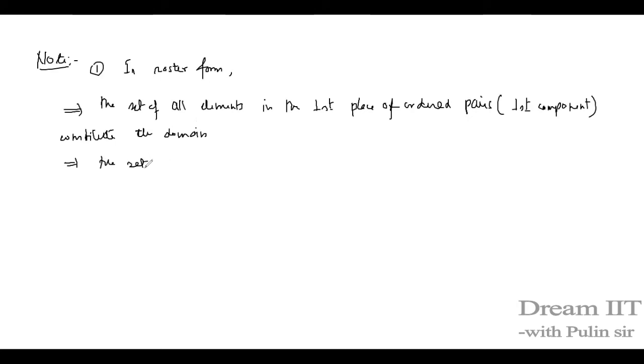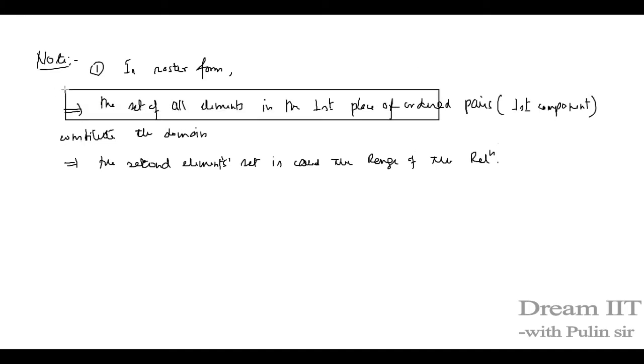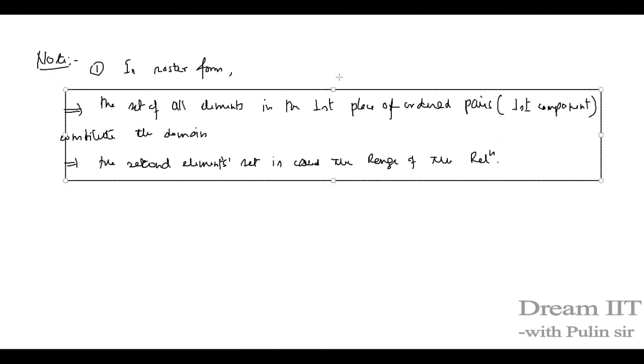The set of second elements is called the range of the relation. So these two are the things which you should always remember when a relation is represented in set roster form. So this is the conclusion of what I explained so far.